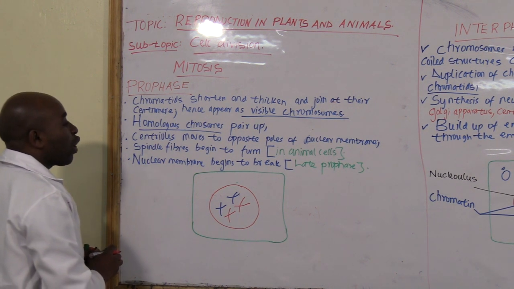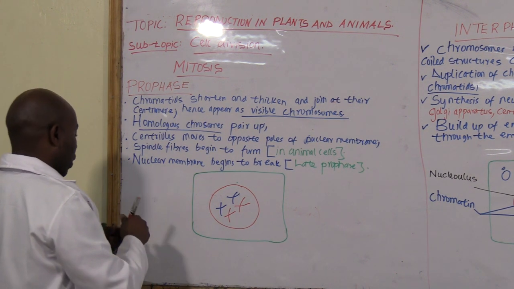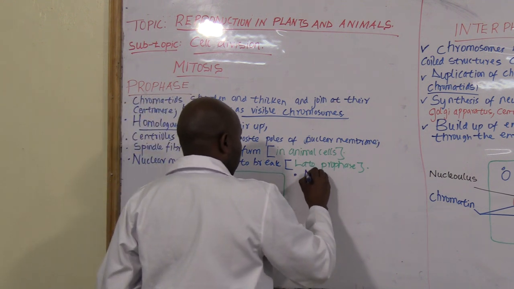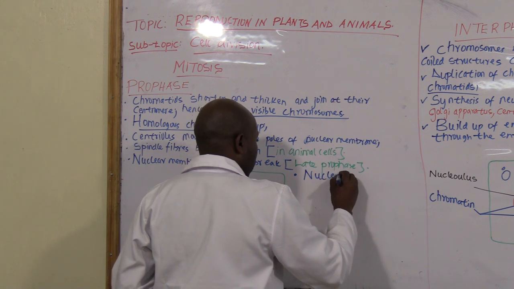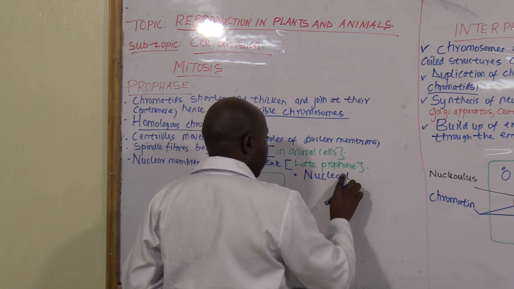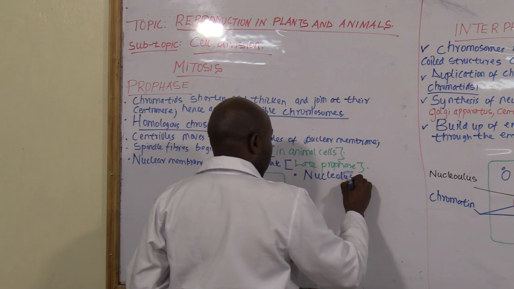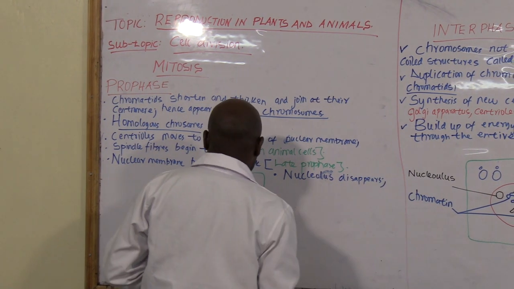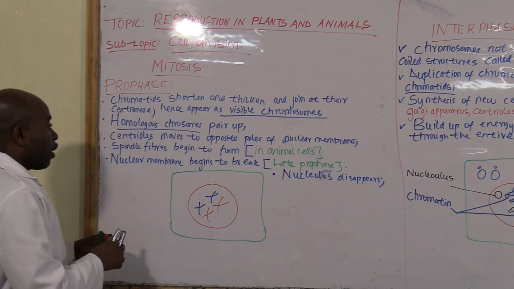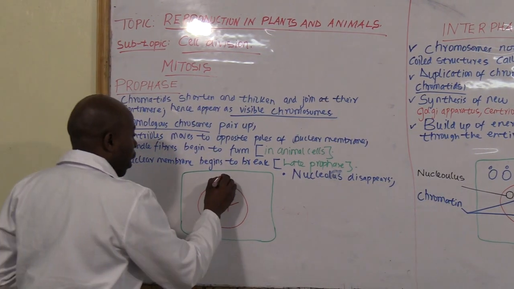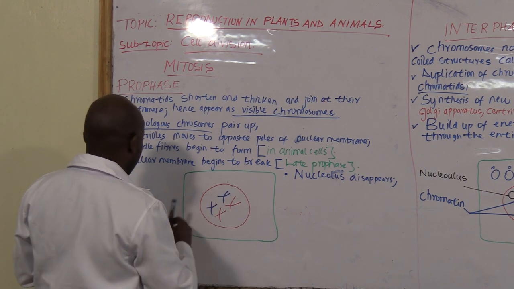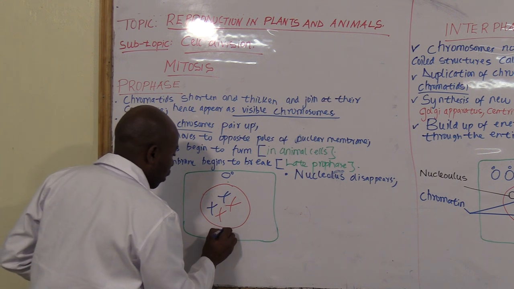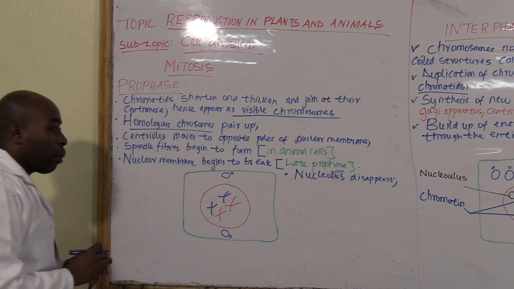And then the nucleolus disappears. Another point to add here: the nucleolus disappears, so you don't have any nucleolus here. Then these centrioles migrate to the opposite poles. So we now have centrioles migrating to the opposite poles that way.